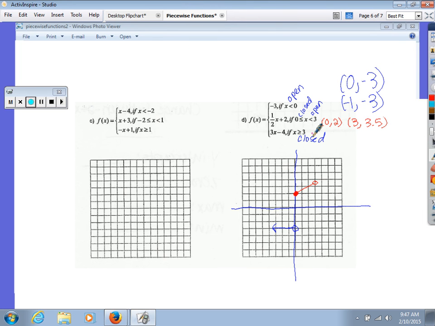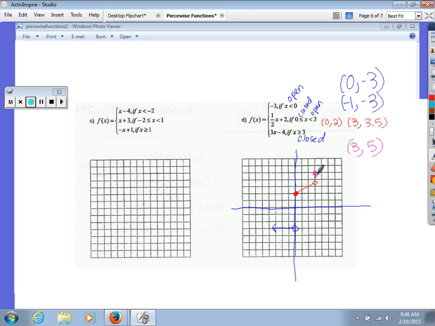So what number do I need to start off with? 3. So when I plug in 3, what am I going to get out? 5, right? Because 3 times 3 is 9, minus 4 is 5. You got it? So I have the point (3, 5). 1, 2, 3, 4, 5.